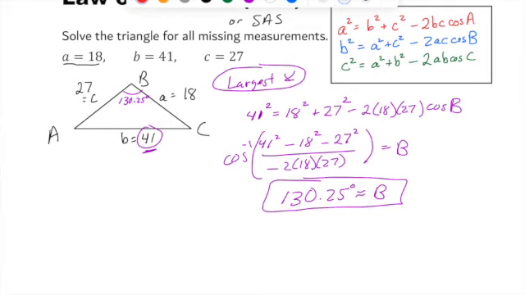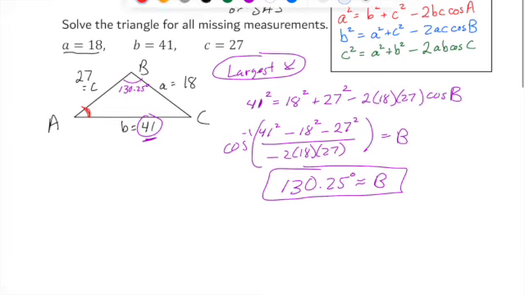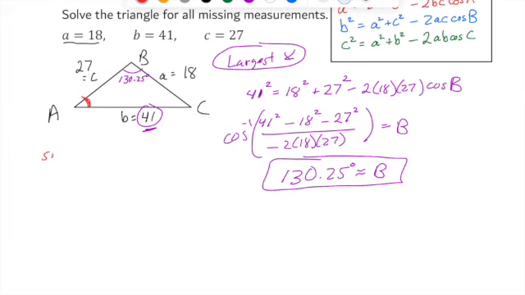But I'm going to use law of sines because now I know I found the largest angle, and there's no more obtuse angles in here possibly, so I can find any angle I want. So I may as well go with angle A. And the sine of A over 18 is equal to the sine of B, which is 130.25 degrees, divided by 41. I'm going to multiply by 18, and I'm going to take the inverse sine.